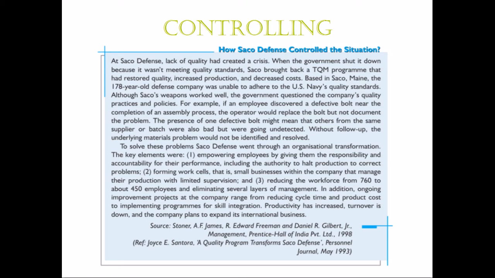And the third is reducing the workforce from 760 to 450 employees. This will drastically reduce the cost of processing and manufacturing. So if you are able to reduce the cost of manufacturing, you might be able to utilize that amount in buying other quality products from your suppliers. So Saco Defense Limited did just that. They have reduced their employees and used the money to build other quality products.